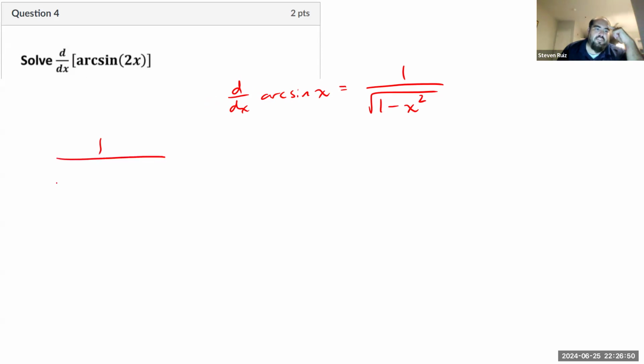So 1 over the square root of 1 minus something squared. What is that something? That something is going to be the inner function, which in this case is 2x. But then I want to multiply that by the derivative of the inner function, which will be 2. So if we clean this up a little bit, we get 1 over, actually 2 over, the square root of 1 minus 4x squared.